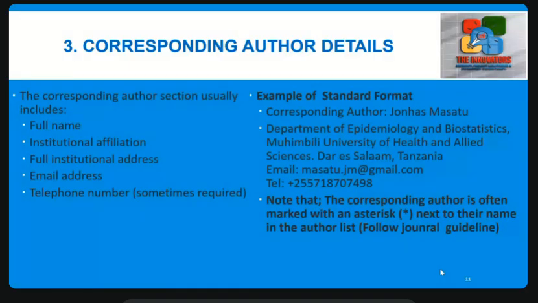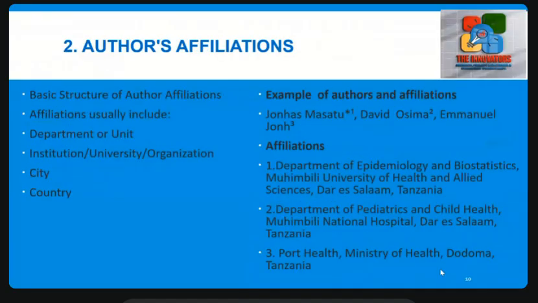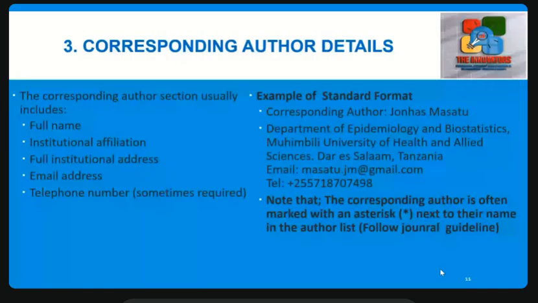But the thing to note is that when writing the corresponding author, some use a specific mark to indicate who the corresponding author is among all authors of the manuscript or abstract. Some use a star mark, some use other marks, depending on the guideline. Take an example in this context: Jonas Masatu is the corresponding author. That's why in the list of authors, I have indicated a star, which means that the one with a star is the corresponding author.